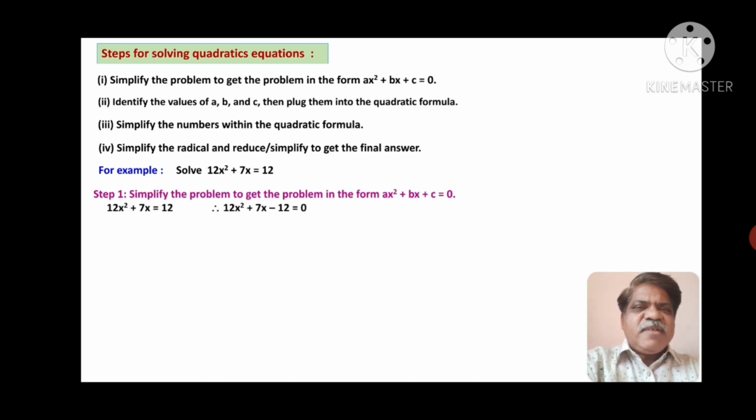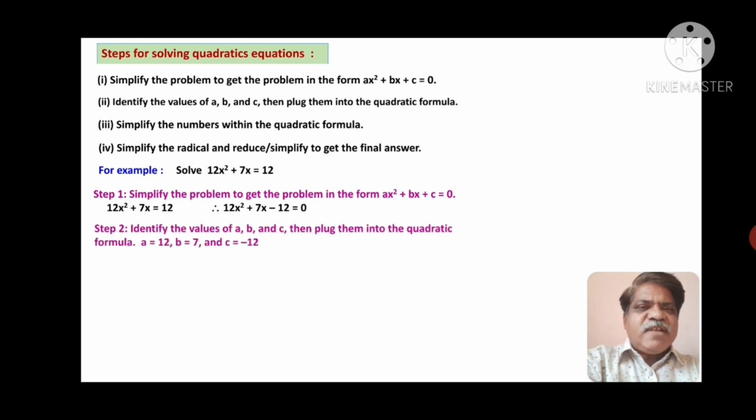First step, simplify the problem to get the problem in the form of ax square plus bx plus c is equal to 0. Means the above equation could be written in the standard form. That is, 12x square plus 7x is equal to 12 can be written in the standard form as 12x square plus 7x minus 12 is equal to 0.